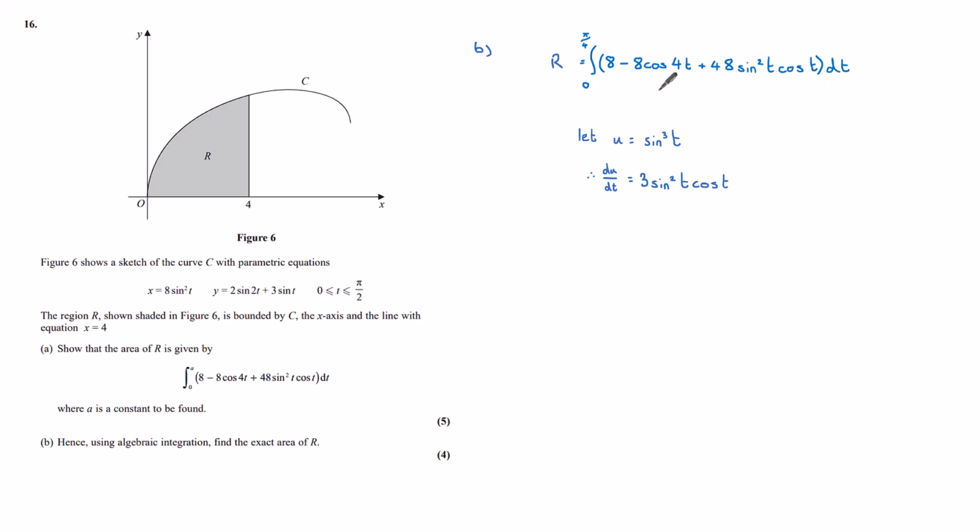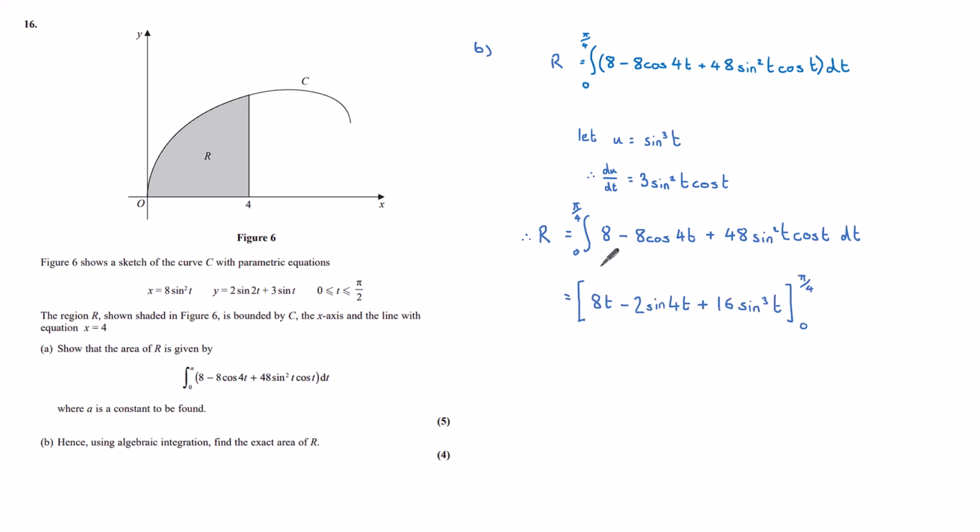There is a link to another ExamSolutions video on this topic if you feel you want a little bit more information. And so coming back to our integration, 8 will integrate to 8t, minus cos integrates to minus sine. I do need to divide by the derivative of 4t, which is 4. So this is minus 2 sine 4t, and then plus, as we mentioned, we've got 1/16 of what we had originally. So what we would like is for this to be 16 sine cubed t.